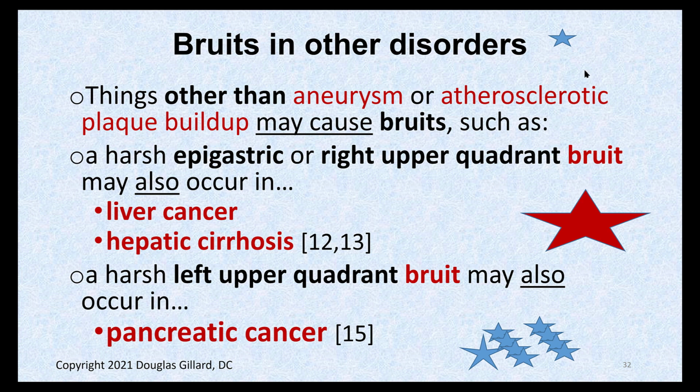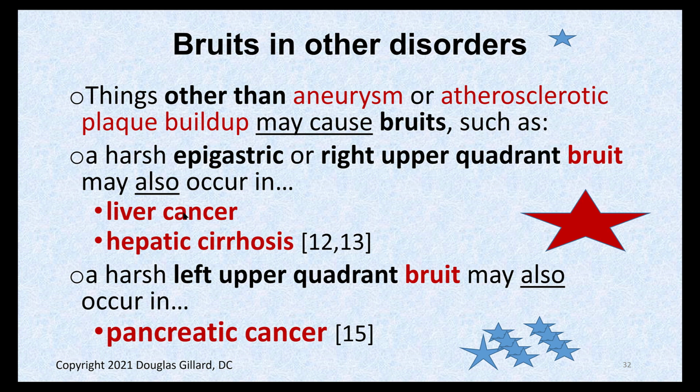How about bruits in other disorders? Things other than aneurysms and plaque buildup that we discussed can also do it. Cancers. Sometimes the growth of the cancer, this tumor, can pinch blood vessels within the organ, within the liver or within the pancreas, and cause turbulent blood flow within the organ. It's still turbulent blood flow, but it's caused by liver cancer, and it can be caused by cirrhosis of the liver also, because the liver scars. It gets big at first and then it shrinks later, and it can crush blood vessels to the point they make a bruit. So you don't always have to have an aneurysm to have a bruit.